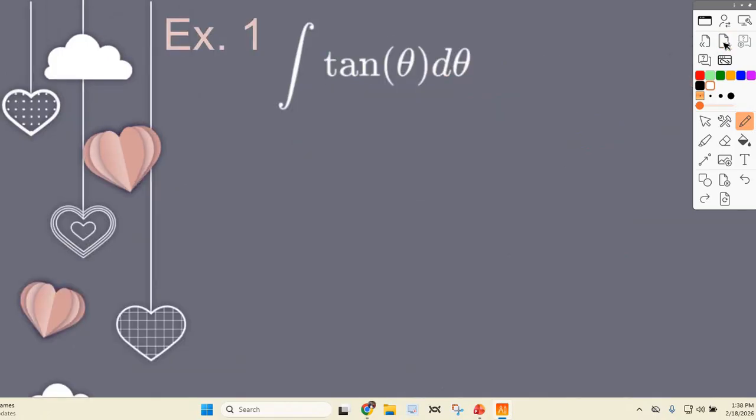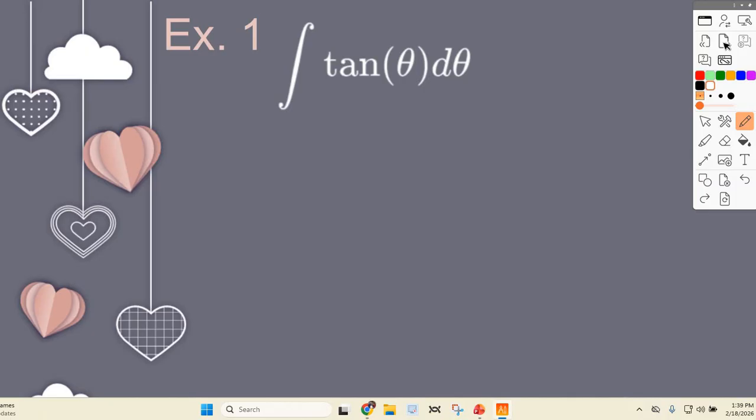Now, here is the one as promised, tangent. Recall that we do not have a rule for tangent. We have a rule for secant squared, right? The antiderivative of secant squared is tangent, but I don't have an antiderivative for tangent in and of itself. Yes, no, maybe. And the reason is because it requires u sub in order to be able to do that.